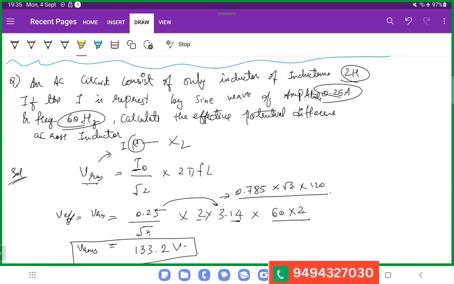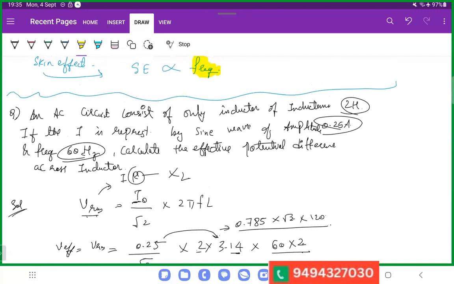Fine. Okay, so let's see this question, then we can end because your sir will be waiting for the next class. We'll finish this, it's very easy. An AC circuit consists of only an inductor, meaning a pure inductor, with inductance of 2 Henry. The current is represented by a sine wave of amplitude 0.25. So this is your amplitude.